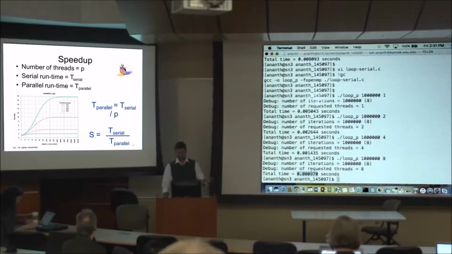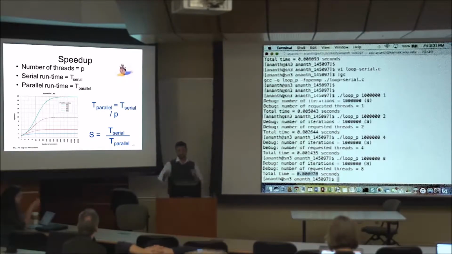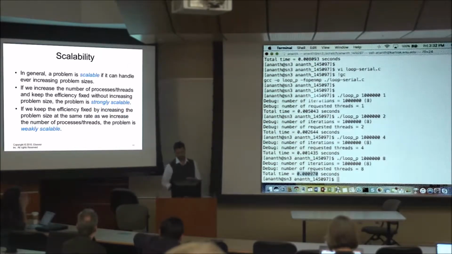So let's ignore this. But speedup equals how much time your serial code took divided by how much time your parallel code took. Remember, this number is going to be greater than or equal to, or hopefully greater than or equal to, this number. Right? So your speedup should grow as you keep increasing the number of threads. So typically you plot speedups like this. I think I have some charts and I'll show you something.